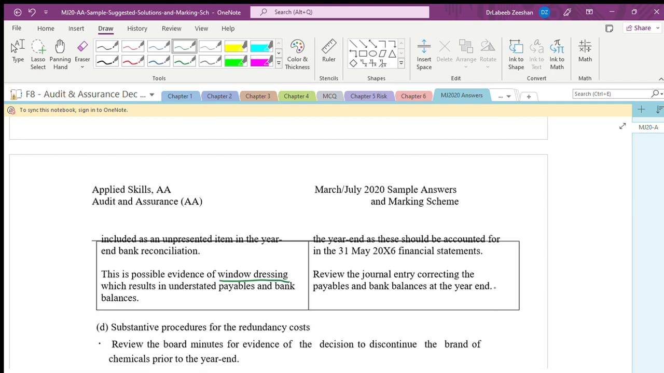Very clearly, straightforward. For this, whenever there is window dressing, see, our task is directly to go through what? The general entry, because the general entry is the first source of evidence. Okay? General entry is the first source of evidence. Fine? This is the audit risk and this is the audit response.